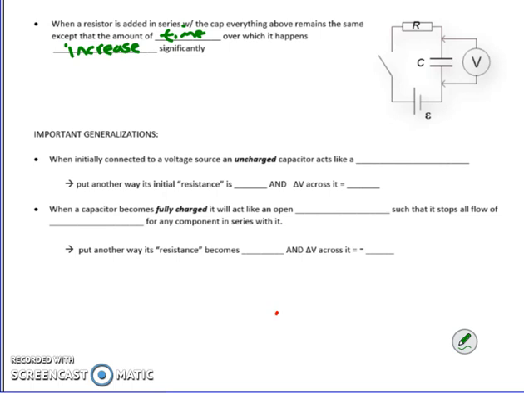So key generalizations. When initially connected to a voltage source, an uncharged capacitor will act like a short circuit, or I'm just going to call it a short. And that's kind of odd because there is no connecting path here. That's an insulator. There's a gap there. But we have to look at it like this.